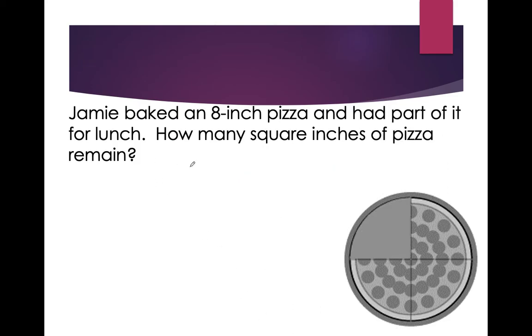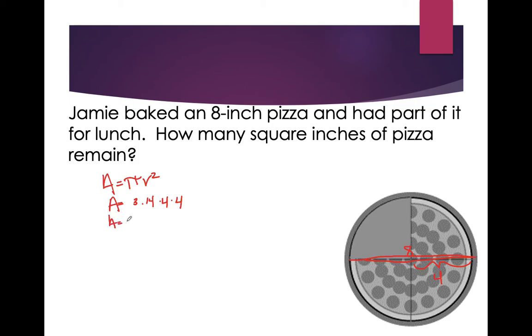Okay, one last tricky example. Jamie baked an 8-inch pizza and had part of it for lunch. How many square inches of pizza remain? I don't know if you know this, but if you ever order a pizza, 8 inches refers to the diameter. So if this is an 8-inch pizza, you're going to use the radius, which is 4. So we're going to start by doing area equals pi times the radius squared. So that's 3.14 times 4 times 4. And this is actually the same as the first example we did in our notes.